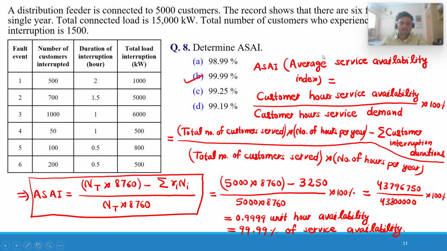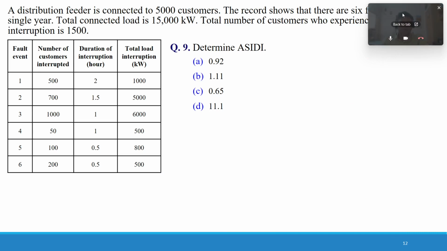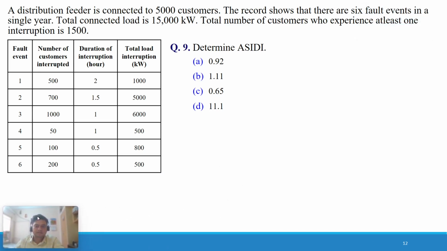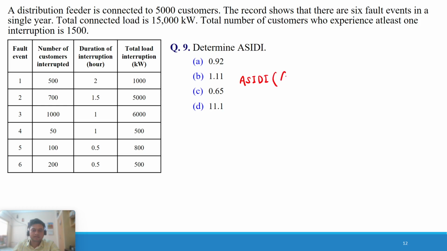So now let us move to problem number 9. In this problem, we have to find out ASIDI, average system interruption duration index. So first we will see what is the meaning of this reliability index. ASIDI is average system interruption duration index.